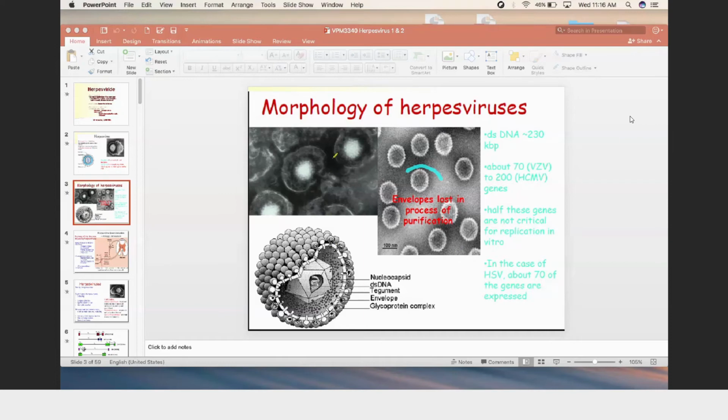Same thing here. This is the whole virus. This is the envelope, and this is the capsid here. You can see the icosahedral shape, just like a diamond-like shape.